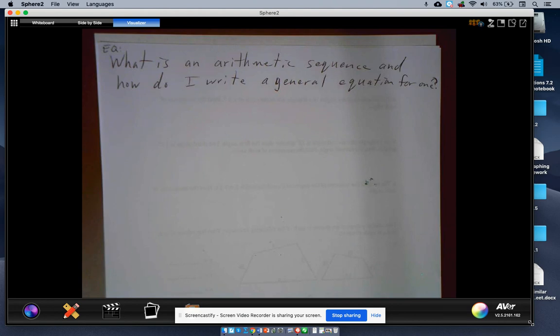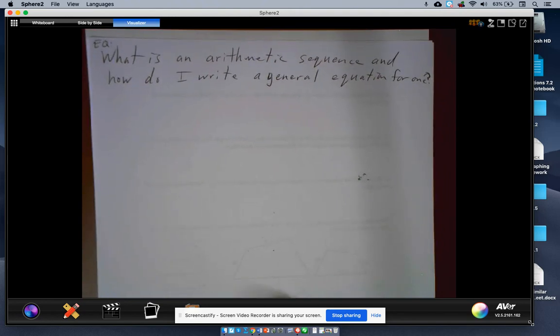All right, today's topic is arithmetic sequences, and we're going to talk about writing the general equations for them. So that's how we will get started today, arithmetic sequences.